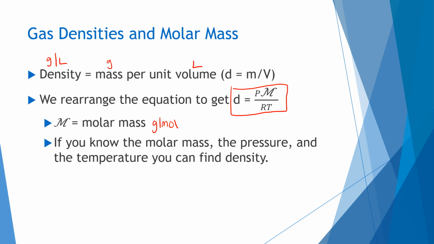Now, because we are working with the R constant, we do have to make sure everything is in the correct units. I left a little space in your notes to write down the units that we need to know. D, which is density, is going to be in grams per liter. P stands for pressure, and pressure is always measured in atm, or atmospheres. Capital M is molar mass, measured in grams per mole. Our R constant is always going to be equal to 0.08206, and our temperature is always going to be in kelvins.